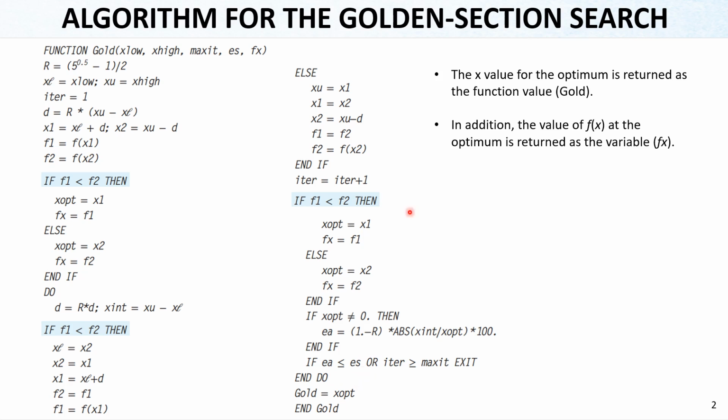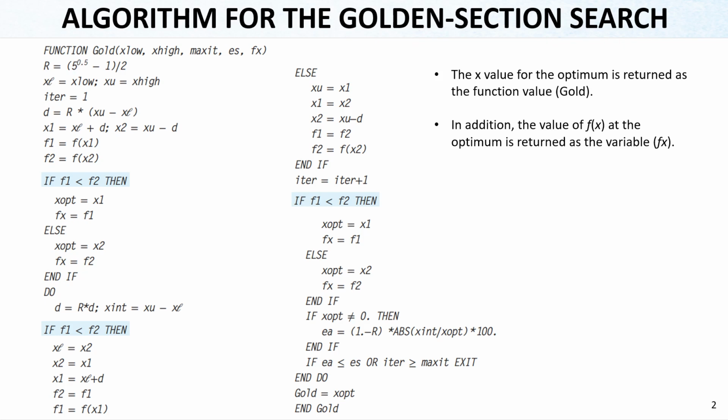This is basically a good algorithm to be able to complete the golden search method in, for example, a MATLAB program. So the x value for the optimum is returned as the function value, and in addition, the value of fx at the optimum is returned as the variable fx. So these are used as in the algorithm, and we can simply implement the golden search method using this algorithm.